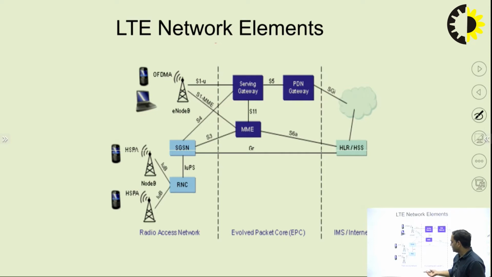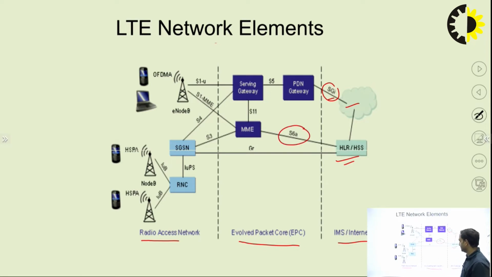Here in these LTE network elements we have the radio access network, the Evolved Packet Core, and the IMS networks. The HLR and the HSS are interfaced with the Evolved Packet Core, so there are some interfaces. When we have the different gateways and we are connecting with the cloud, we have the SGi interface. For the HLR, HSS, which is the home location register of the 2G network, we have interfaces like S6.